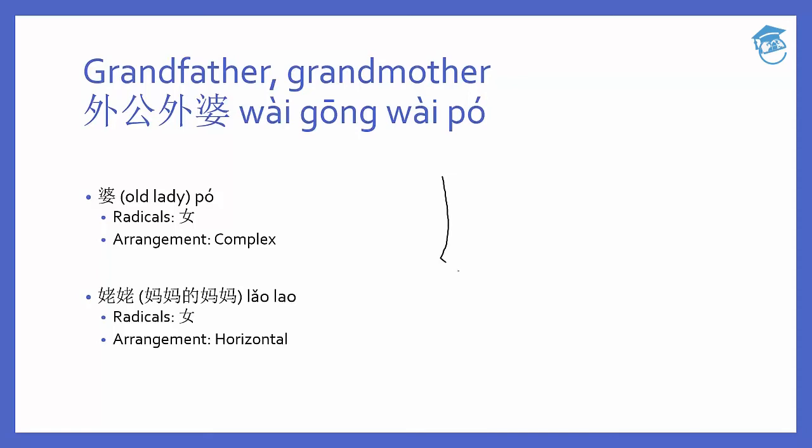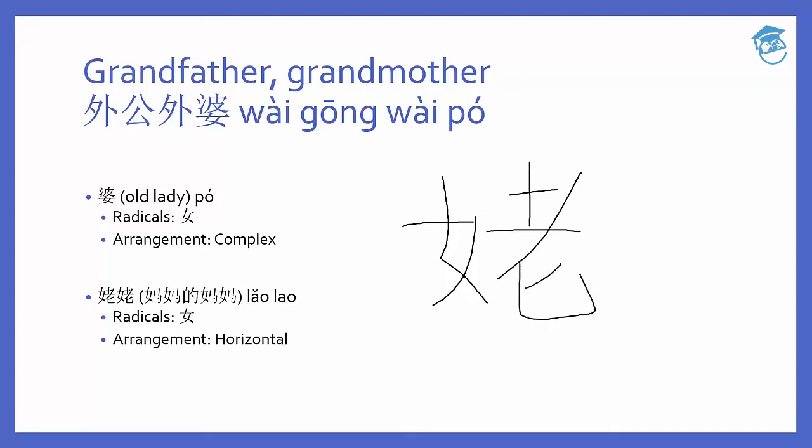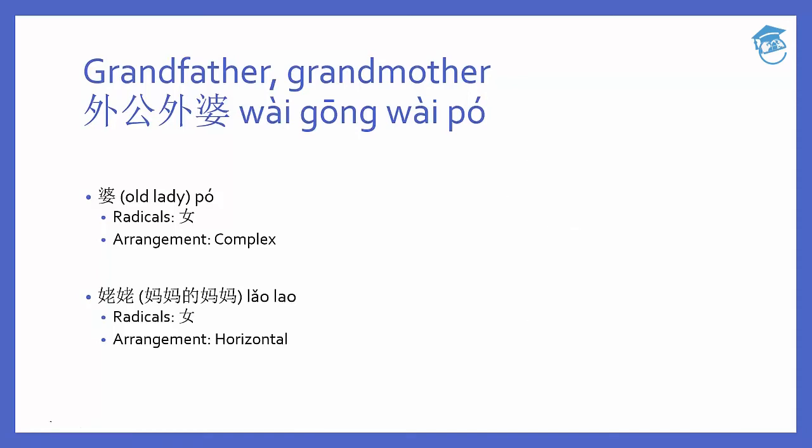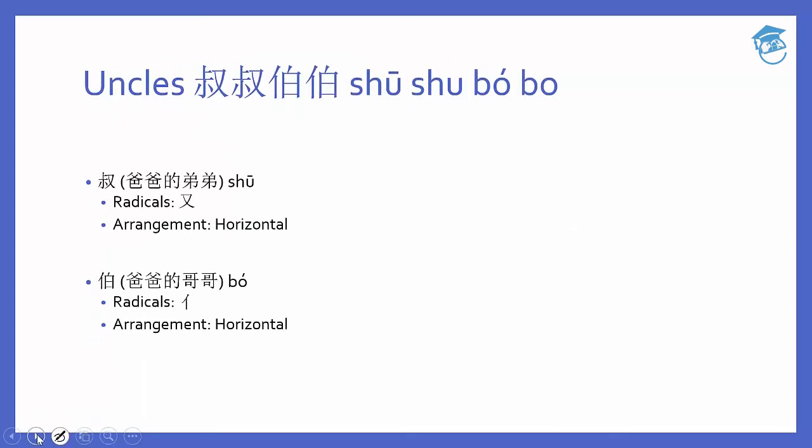1、2、3、4、5、6、7、8、9、10. 10 strokes for this word, 老. Okay, let's look at the next one. The next one, I just want to show you how to call father's brothers. In short, they are uncles.